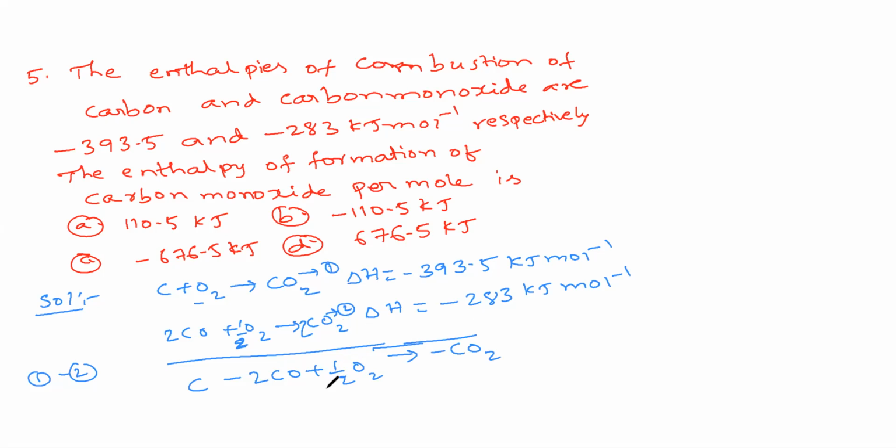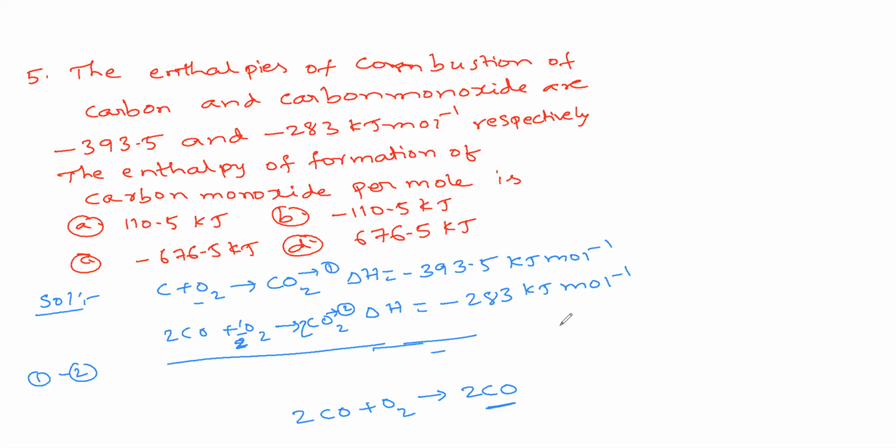Minus CO2. By this you can write simply 2CO plus O2 gives rise to 2CO, 2 moles of CO. So if you take this into consideration, 2 moles of CO. Just forget about the third equation, you will get more confusion. So if you do equation 1 minus 2, you'll get 2CO plus O2 gives rise to 2CO.